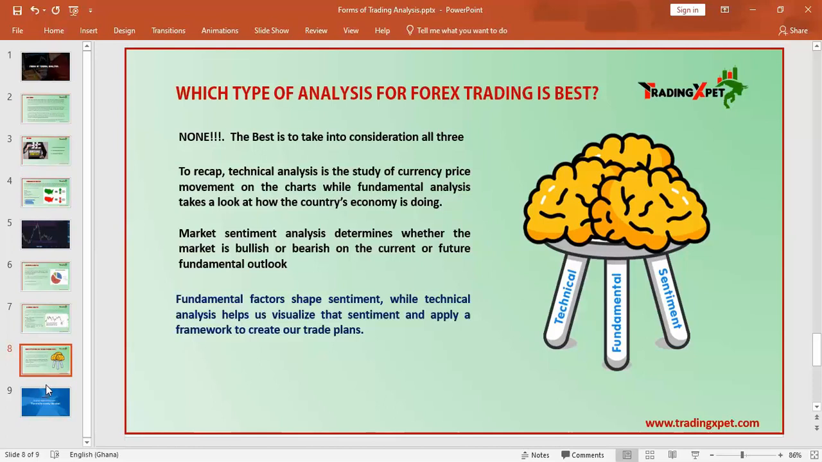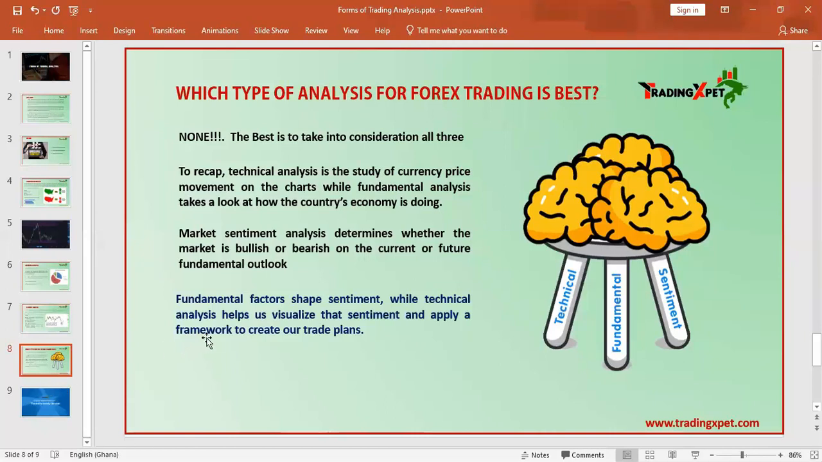And then we can recap. Technical analysis is studying current price movement on a chart, while fundamental analysis is a look at how a country's economy is doing. If the economy is good, it means it's good for the currency. If it's bad, it means bad news for the currency. And then you can trade as such. Sentimental analysis determines whether the market is bullish or bearish. As we learned in the terms, I hope you understand the terms bullish and bearish. That also helps you analyze the market and know where to go.